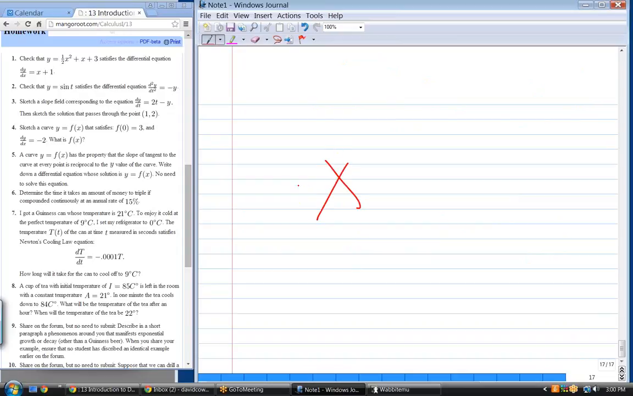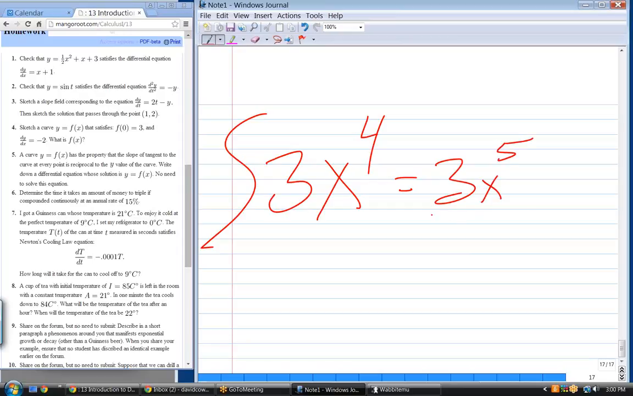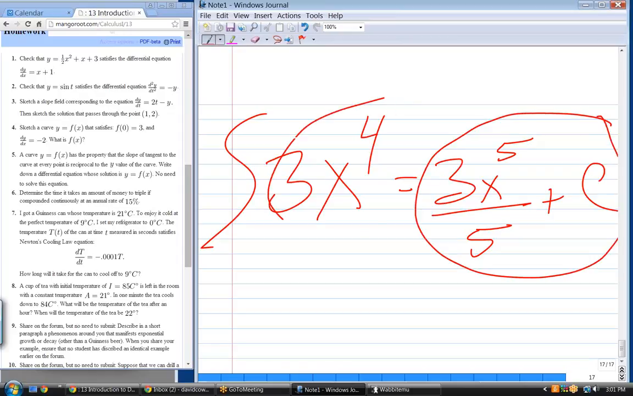Okay. What's the antiderivative of this? 3x to the 5th divided by 5. That's it. Plus c. Always plus c, because notice that if I take the derivative of that, I get that. So I can add any c that I want, and it would still be the integral of 3x to the 4th. Okay?